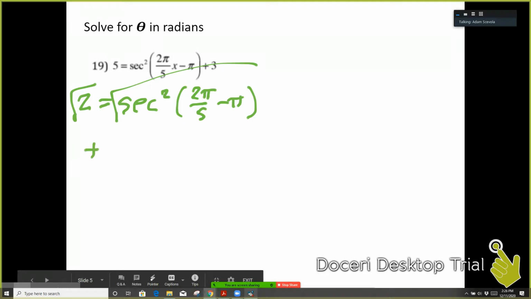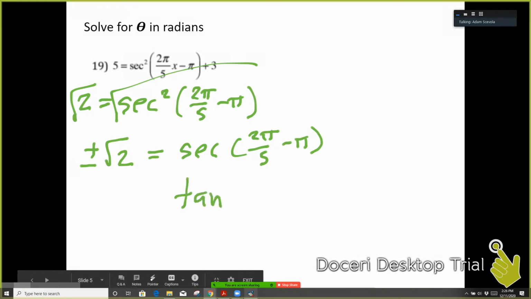So you get positive or negative root 2, because we took the square root, is equal to the secant of 2 pi over 5 minus pi, which we can rewrite as its reciprocal, oops, not tangent, cosine of 2 pi over 5 minus pi. Oh, where's the x? I never wrote the x. My fault. That's very important, or else it doesn't make sense.